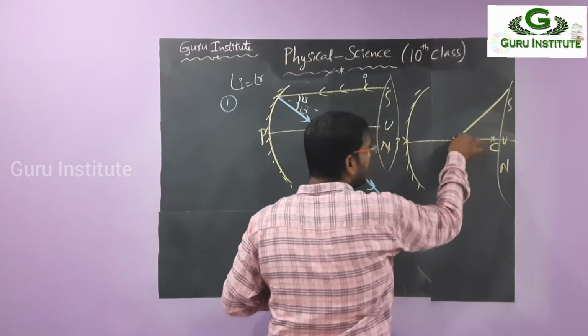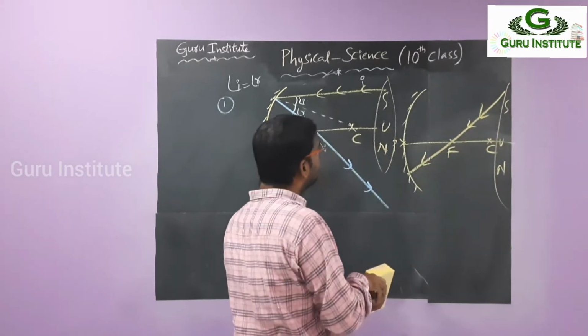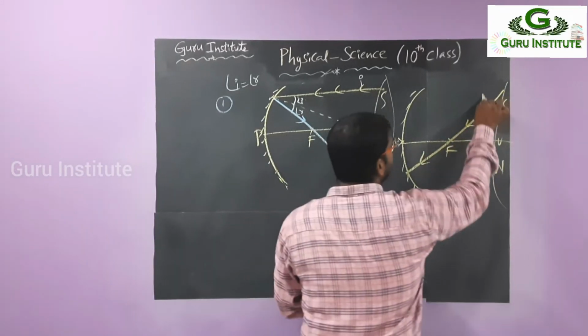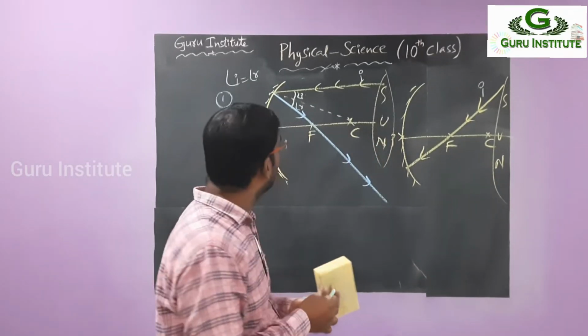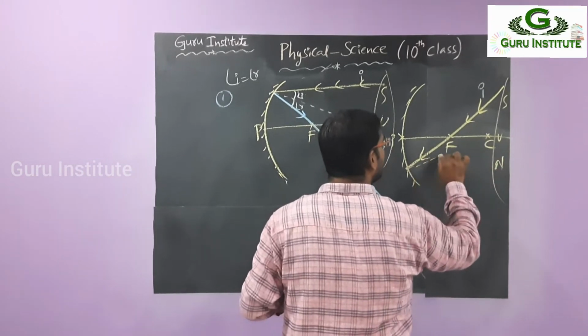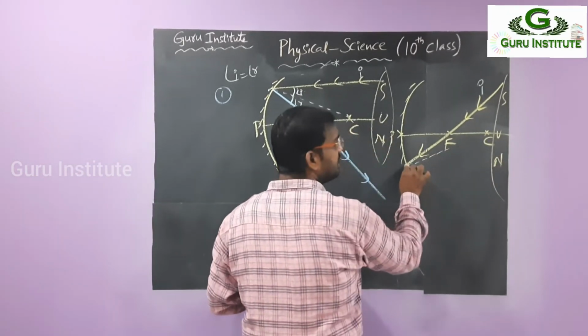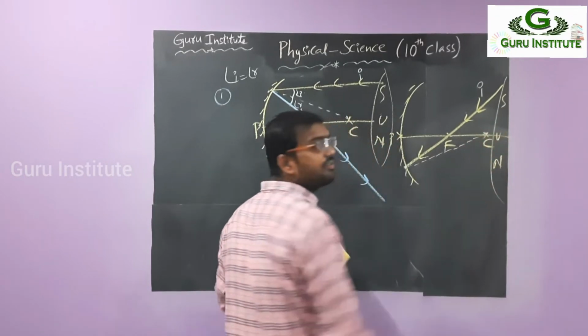If a light ray passes through the focus, this is the incident ray. Again the same concept: first we go for the normal. What is the normal? The line from the point of incidence to C. So this is the normal. The normal meets at the center of curvature, right?